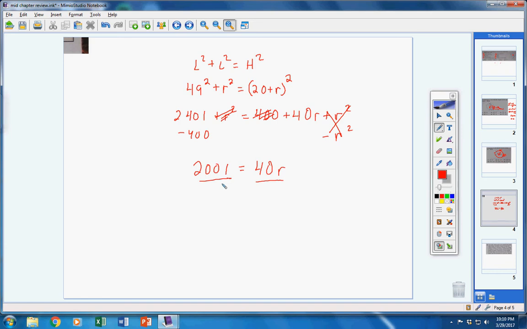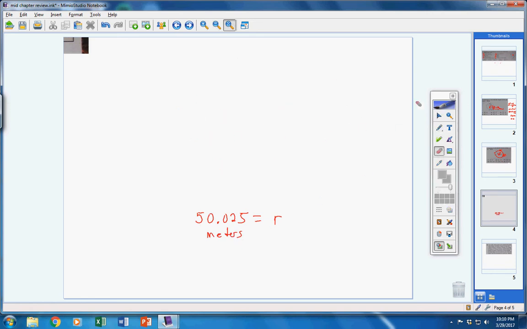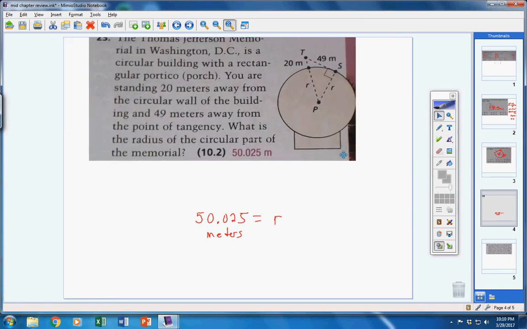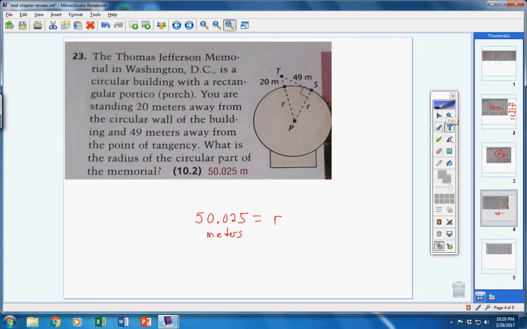You're going to get 50.025. Now if you'll think back to your original problem, all of your measurements were in meters. So the radius is 50.025 meters. Alright, that's your answer. Now, I could have made a mistake somewhere. Hopefully I did not. Let's check our answer. Yep, there it is. We're good. 50.025 meters. Okay. Tough problem. Watch it again if you need to, okay?